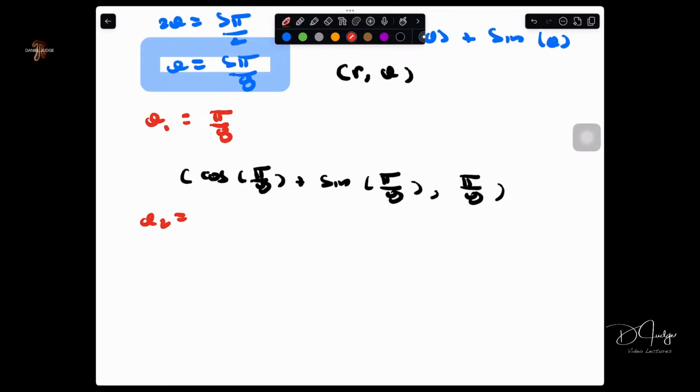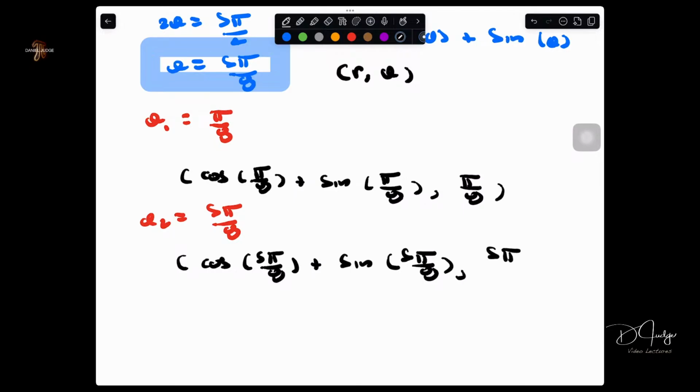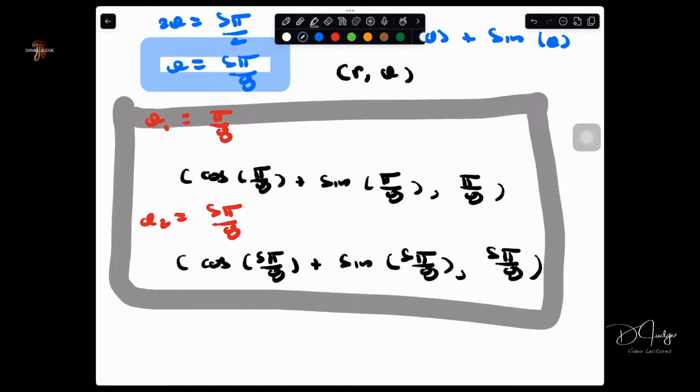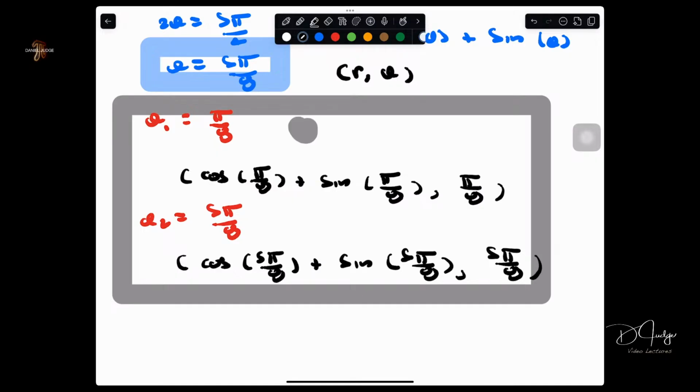Your second solution of 5 pi over 8 gives you a polar point of cosine pi over 8, sine 5 pi over 8, comma, 5 pi over 8. So here's going to be your location, your points on this curve where you have vertical tangents. Okay, pi over 8, 5 pi over 8.